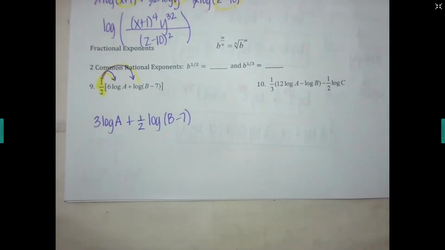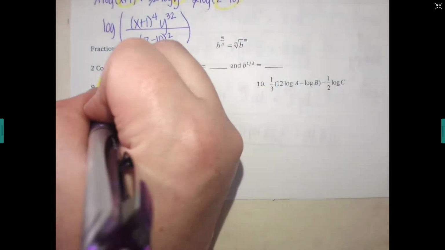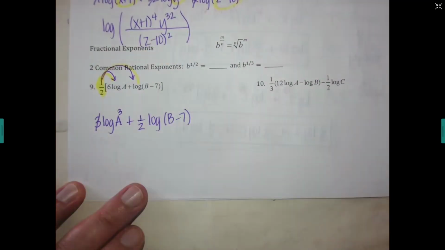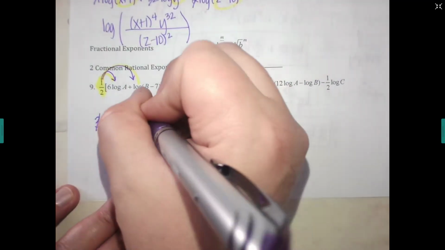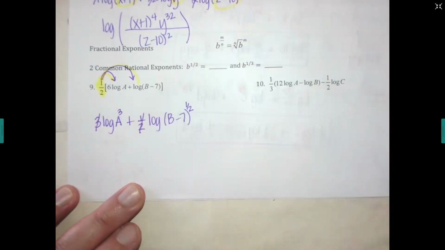Once those extra brackets are gone, we're going to pull our front numbers up, then combine everybody back together into the same log. So my 3 goes up as an A cubed. My half goes up on the B minus 7.